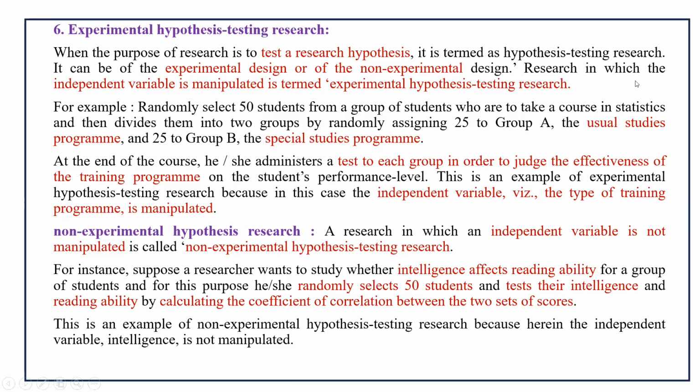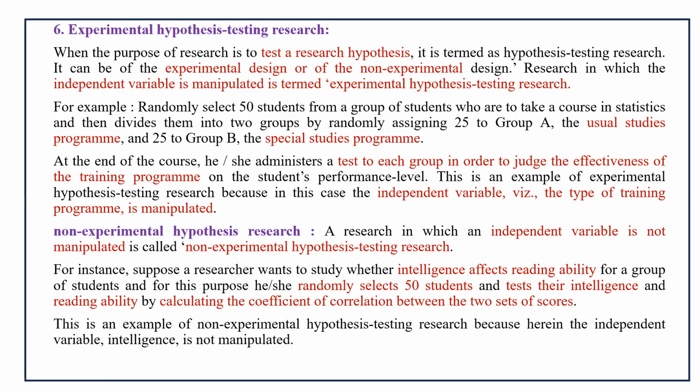Now, research in which the independent variable is manipulated is termed experimental hypothesis-testing research. This is very important: wherever the independent variable is manipulated in the research, that research is termed experimental hypothesis-testing research. Now, how can we understand it?